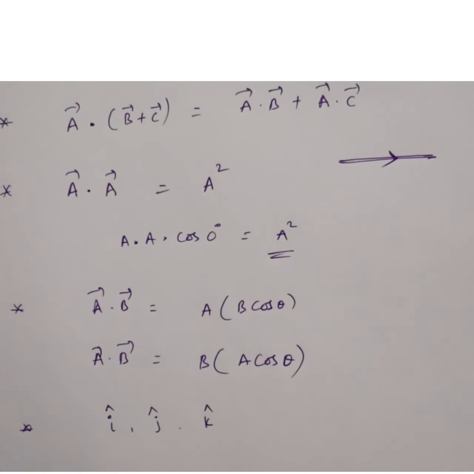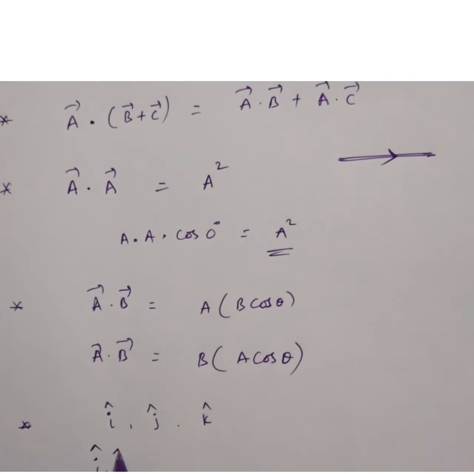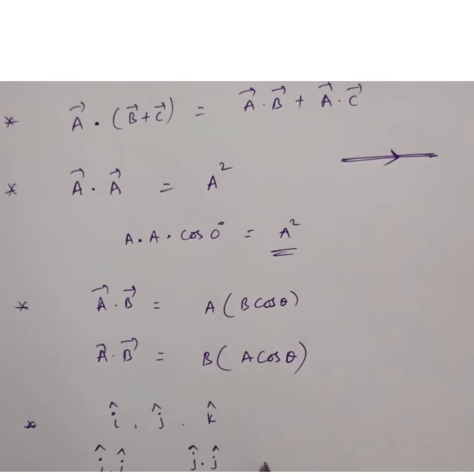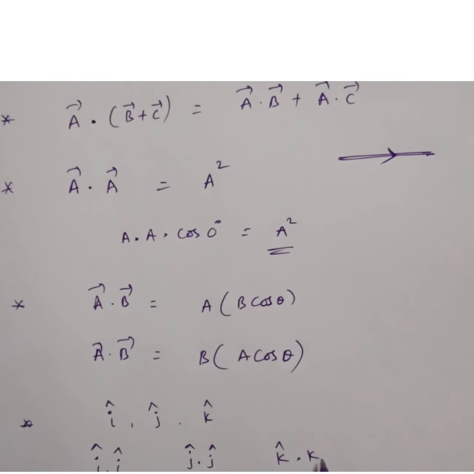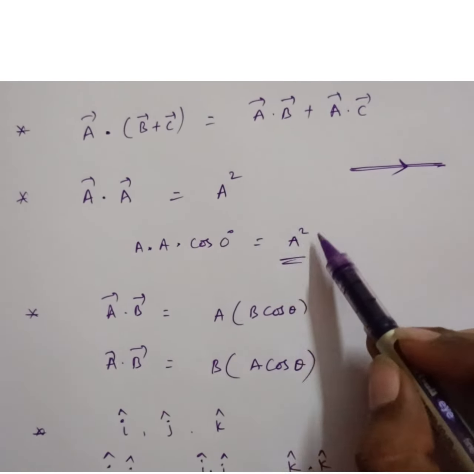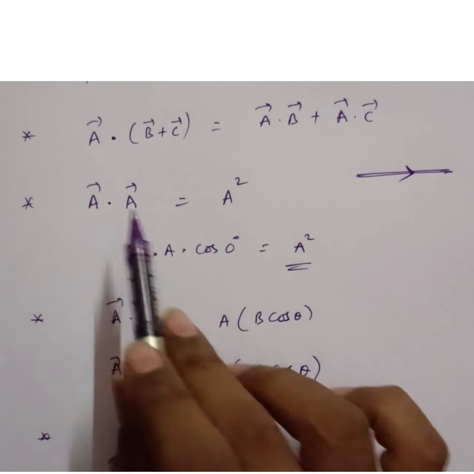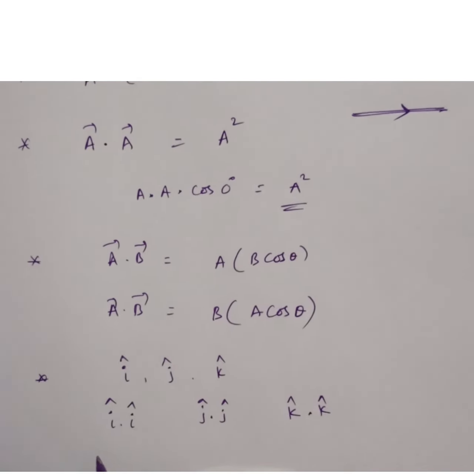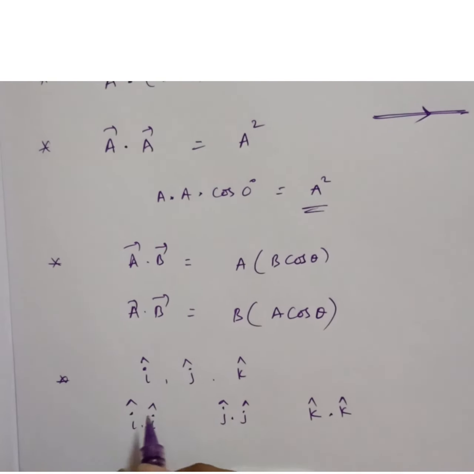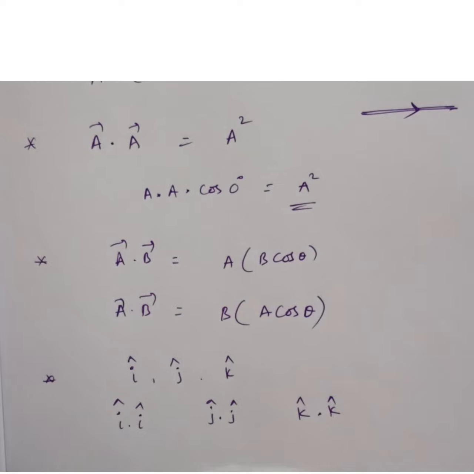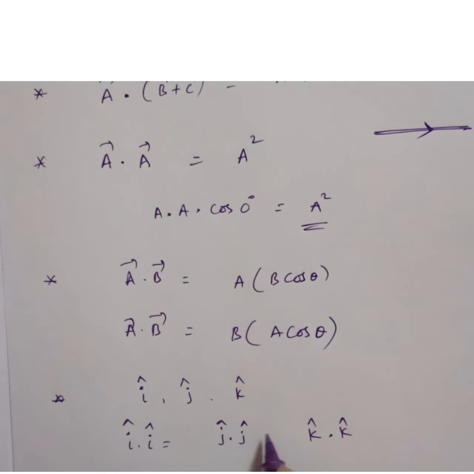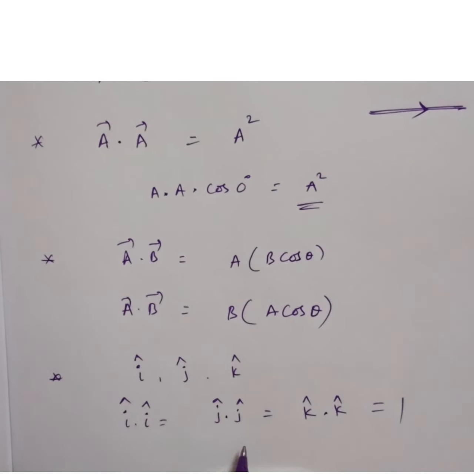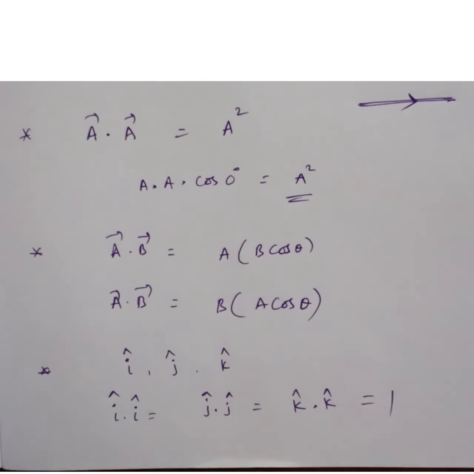Now if you take I dot I, J dot J, K dot K, we have already seen that if we do the dot product of two same vectors, we just get the square of its magnitude. Now we know I cap, J cap, K cap are unit vectors. Their magnitude is 1. So I dot I, J dot J, K dot K equal 1.